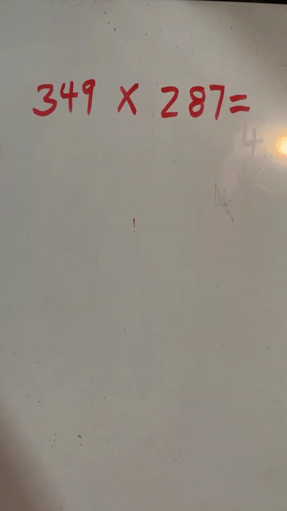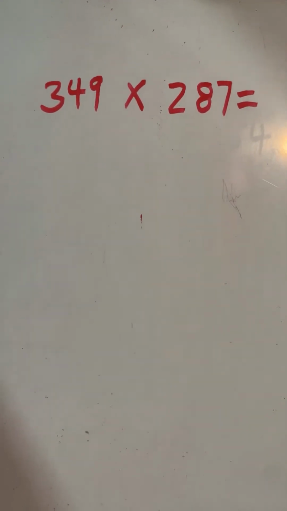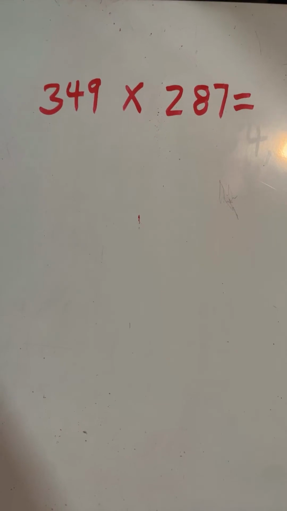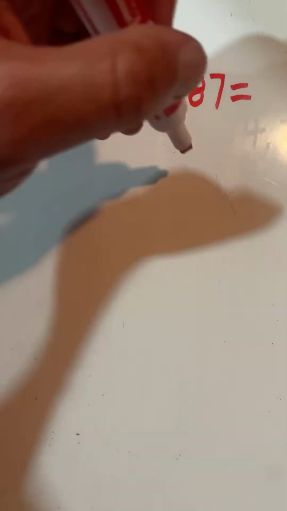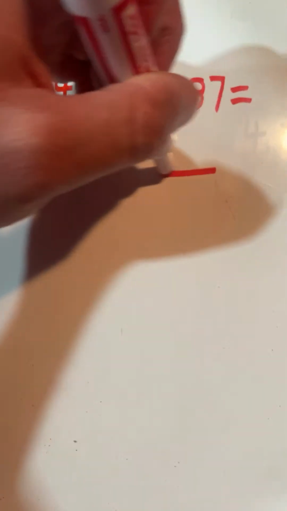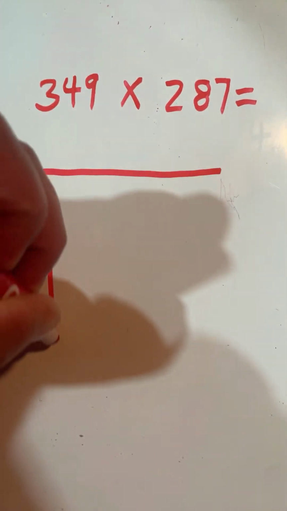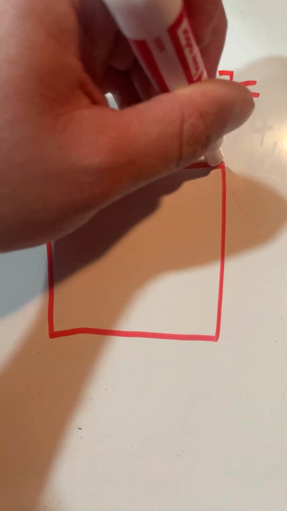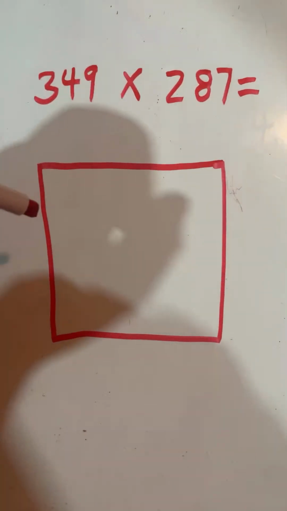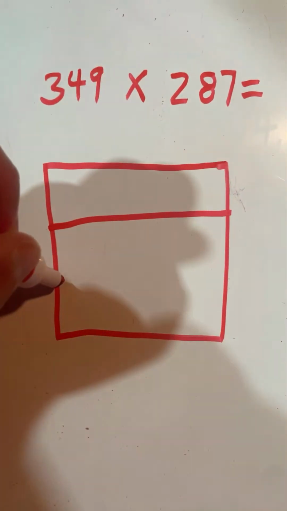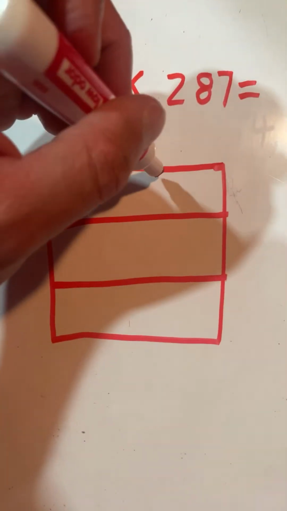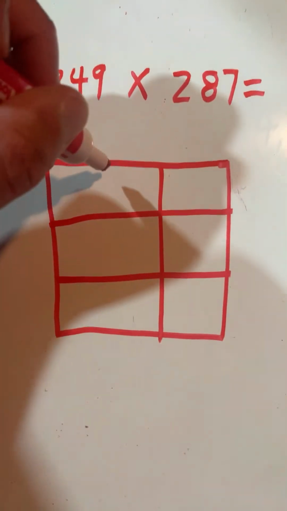All right, 349 times 287. So for the second problem, you're actually going to get to see me draw the Lattice Method model. So I'm going to draw my Lattice Method model here. So since we're dealing with a 3-digit by 3-digit problem, we need 3 boxes going up and 3 boxes going across. Each digit within our problem gets a box.